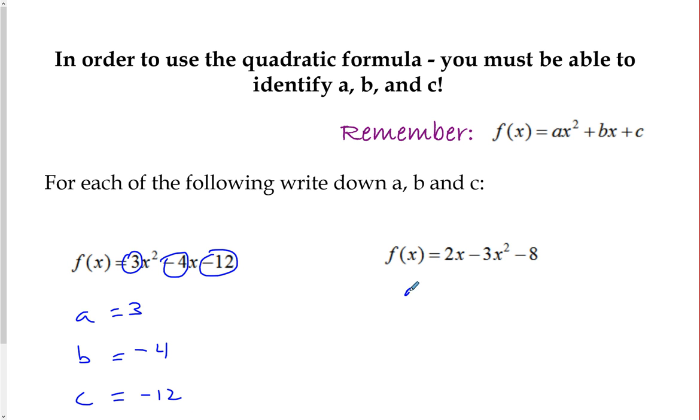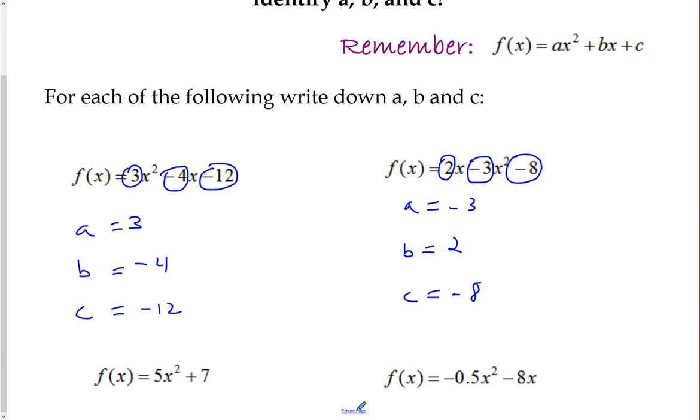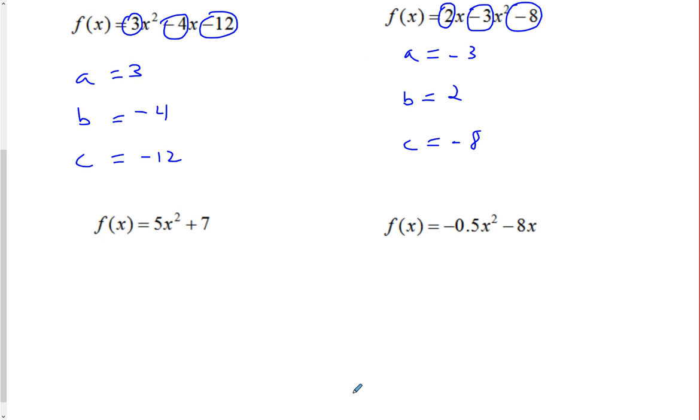For my next one, you'll notice this is written not in standard form because the x squared term is not first. But that doesn't mean there's any difference. This is still my A value, even though it's just put in a different order. My B value is the coefficient in front of my x, and my C value is just the constant number at the end. So don't be fooled if the function is in a different order than it normally would be. A is still the one that's attached to that x squared term. Okay, let's try a couple of other ones down here. What about these guys?